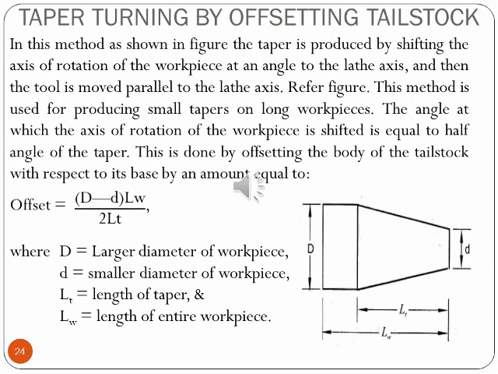In the method shown in the figure, the taper is produced by shifting the tailstock, and the offset can be calculated using this formula: (D minus d) times LW divided by 2 LT, where capital D is the larger diameter of the workpiece, small d is the smaller diameter of the workpiece, LT is the length of the taper, and LW is the length of the entire workpiece. The angle at which the axis of rotation of the workpiece is shifted is equal to half the angle of taper.